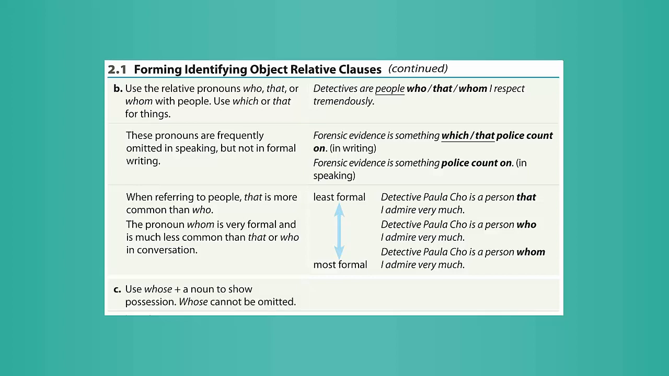And we use whose and a noun to show possession. Remember that whose cannot be omitted. For example, the person whose car the thieves stole was a friend of mine.